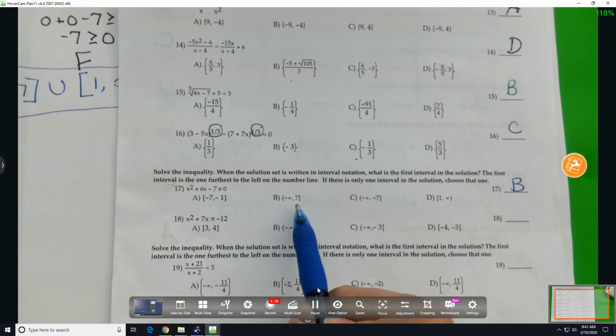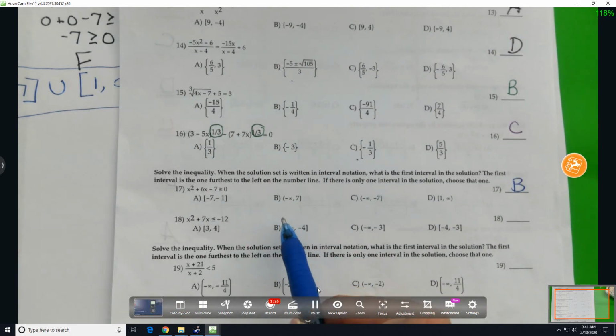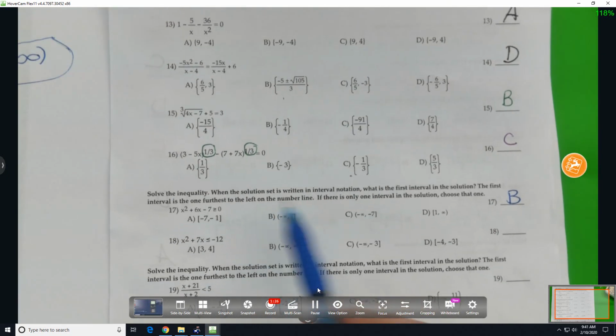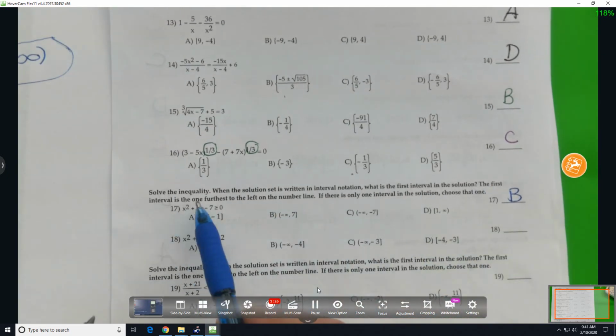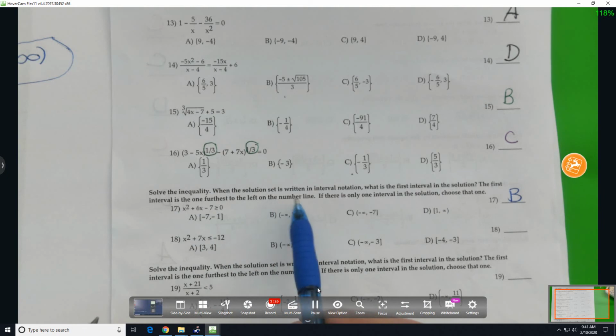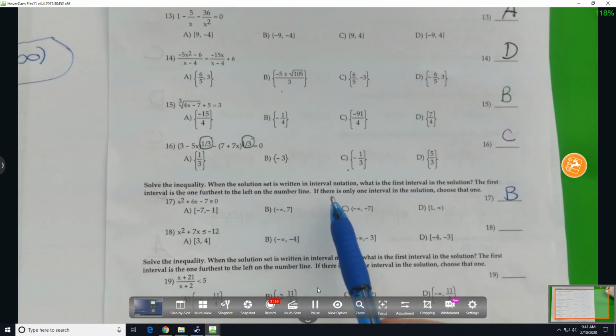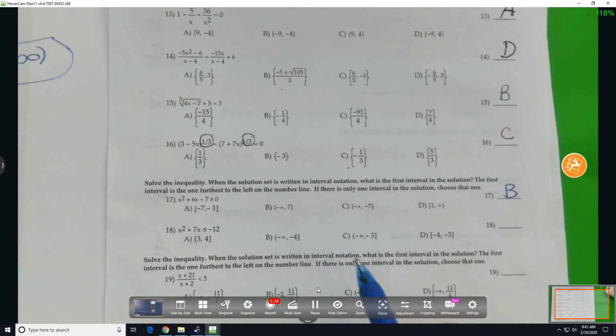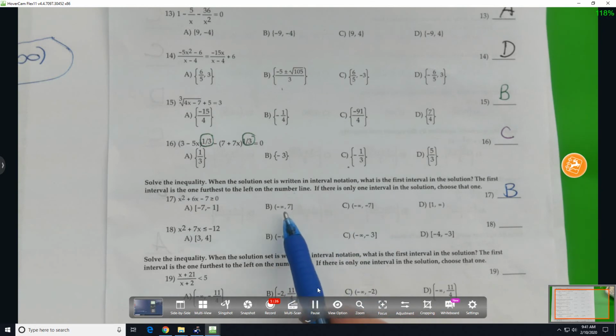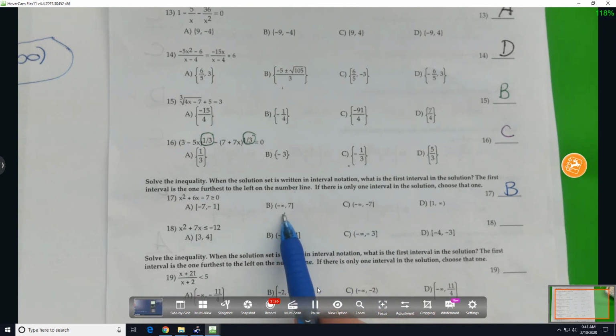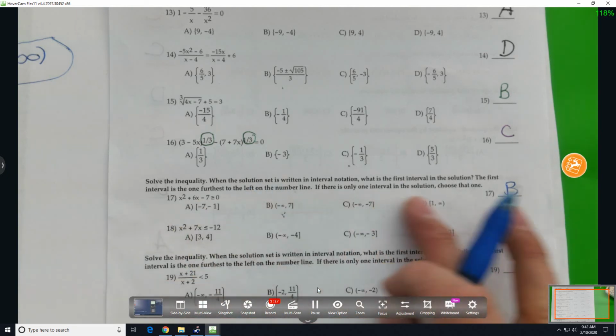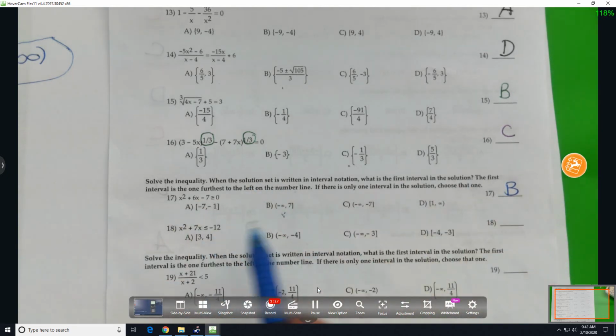Okay? And if you're not sure what first means, it tells you: the first interval is the one furthest to the left on the number line. If there's only one interval in the answer, then that's it. It's asking for just the first interval. There's nothing special about that other than that's their little gimmick to make them all fit in just one row.